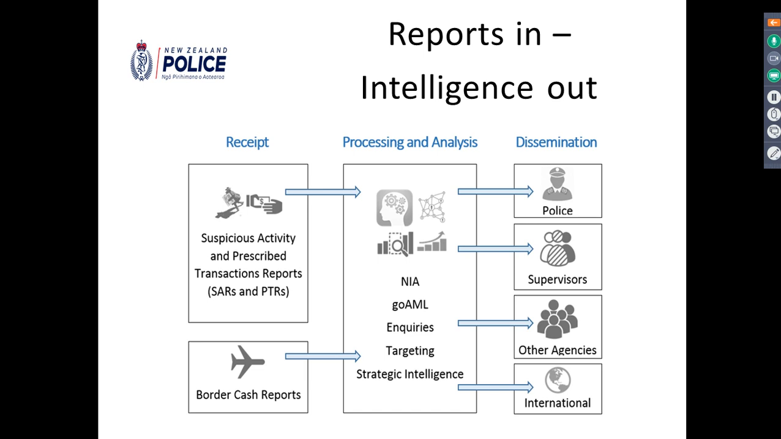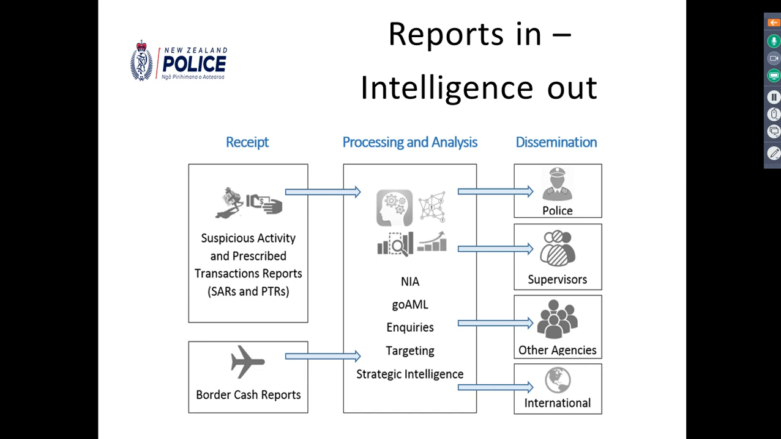The third type of report that we receive are border cash reports. Now, when you travel internationally and you cross a border, you are given a departure card or an arrival card to fill in. One of the questions on those cards asks if you are holding more than $10,000 in cash. If you are, then you tick the box and you get a border cash report to complete. It's the role of Customs to actually collect that information. They then forward it through to the Financial Intelligence Unit. Once we have that information, it gets collated into the Go AML database and it becomes part of our intelligence data.